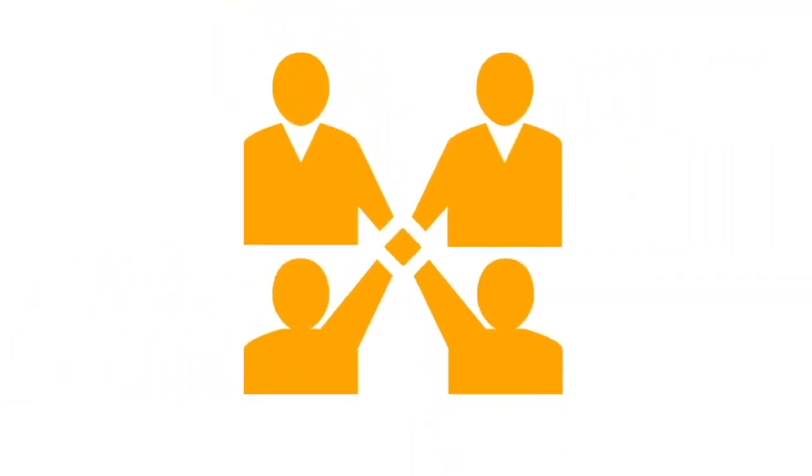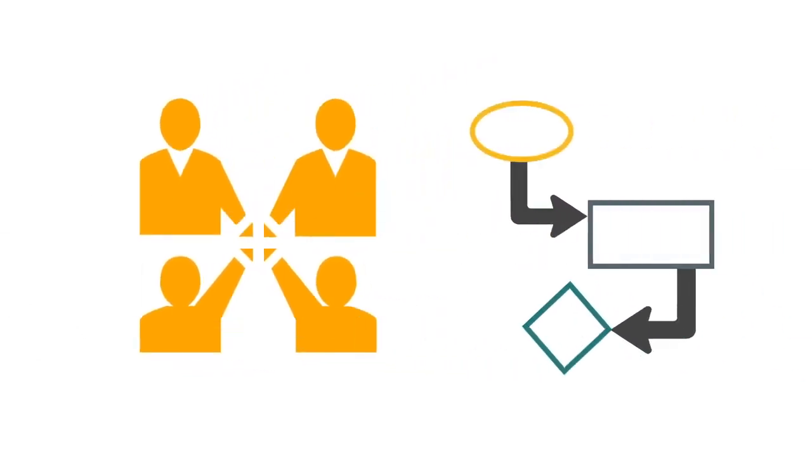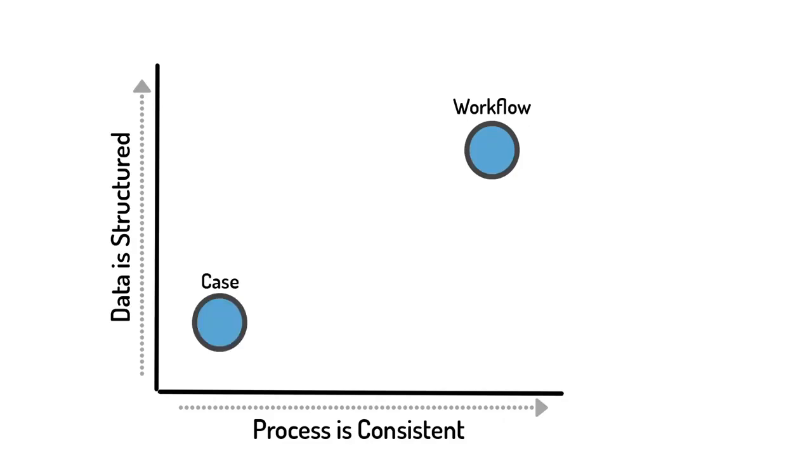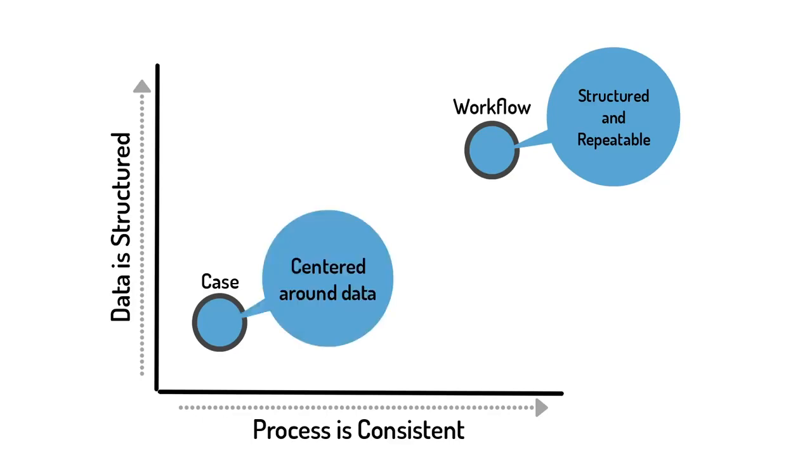In Decisions, a case requires collaboration to accomplish work more than a process-driven workflow might. Whether to use a traditional workflow or a case depends on the data and process. Traditional workflows are structured and repeatable, since the sequence of activities is usually the same. Cases, on the other hand, are centered around the data and focus on how the data can be manipulated rather than the path it'll move along.